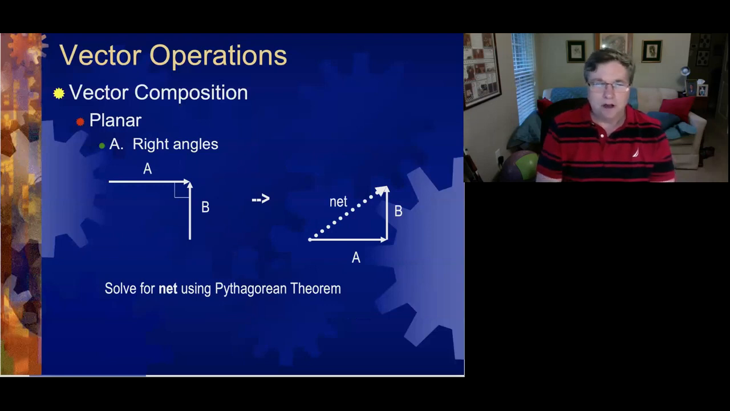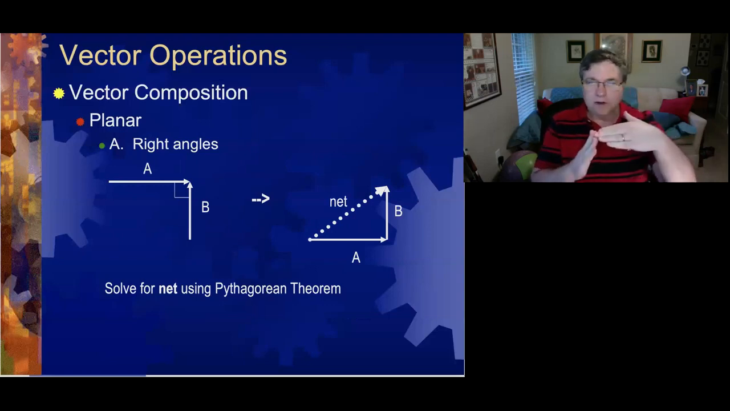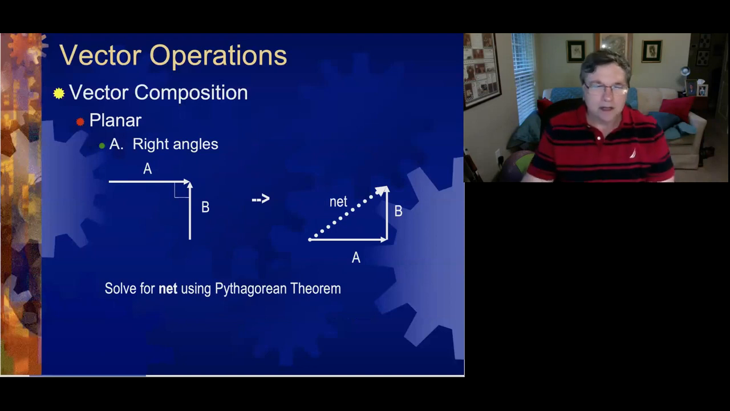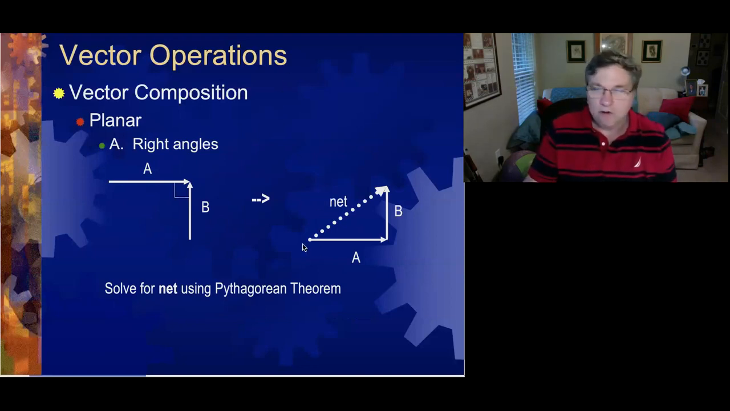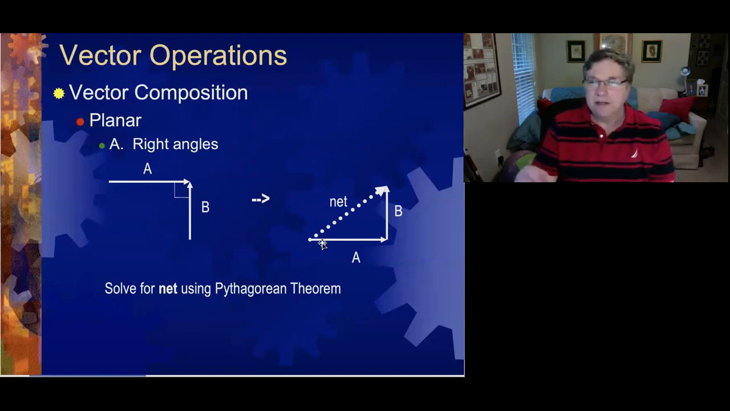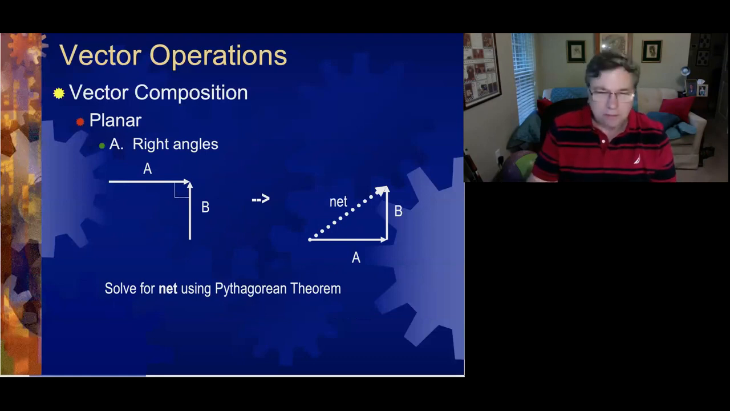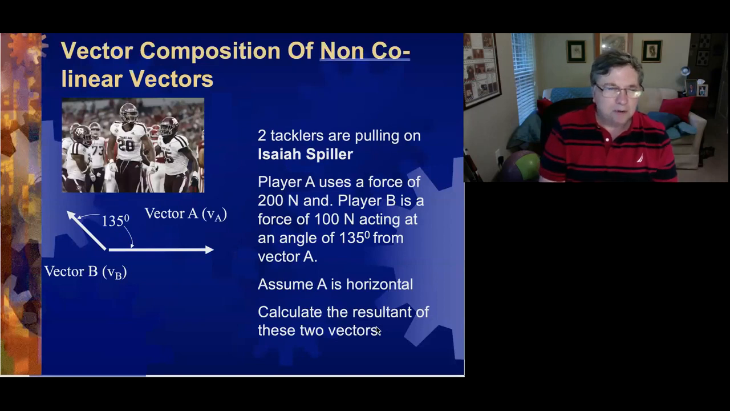Sometimes instead of collinear vectors, we might have vectors at right angles. The advantage here is we can create a right triangle, use sine, cosine, tangent, or the Pythagorean theorem to solve for the net, depending upon what information we have.